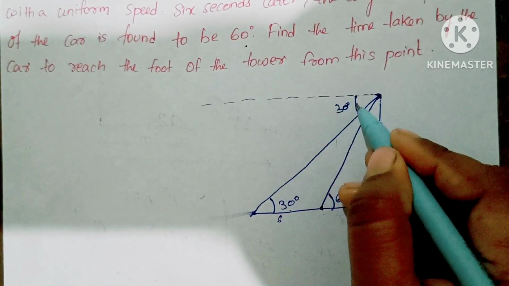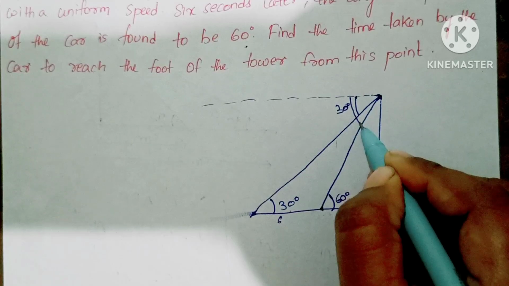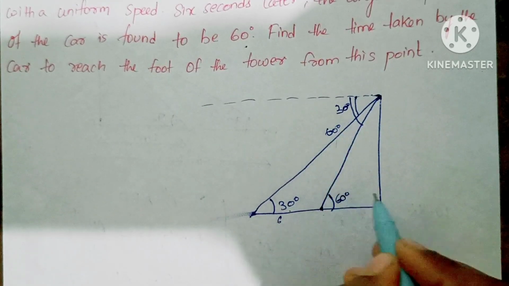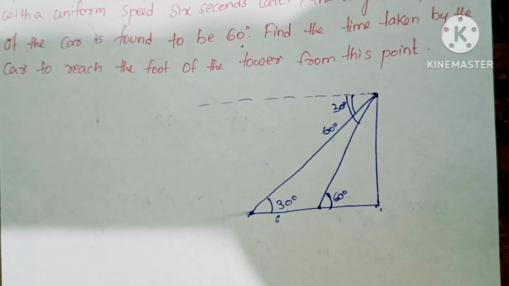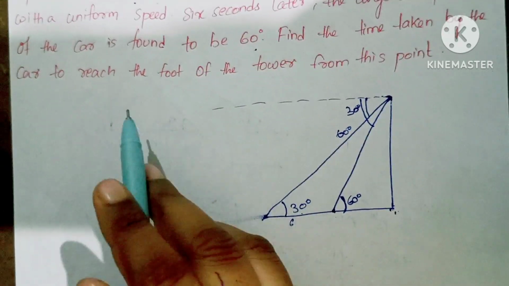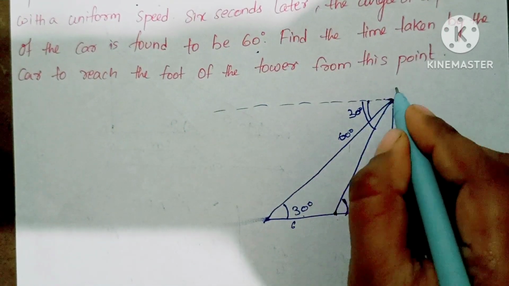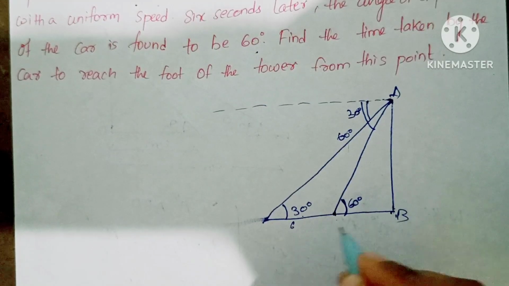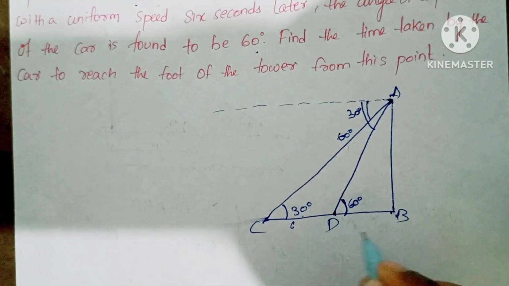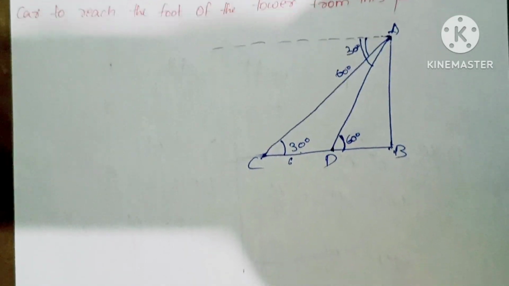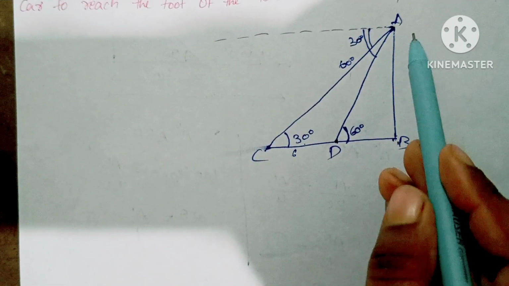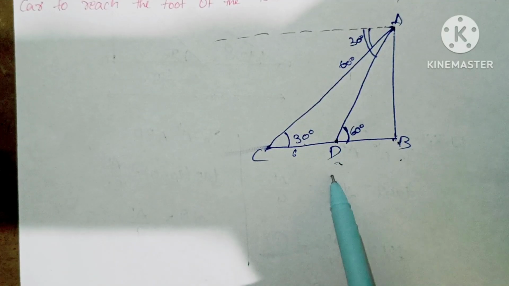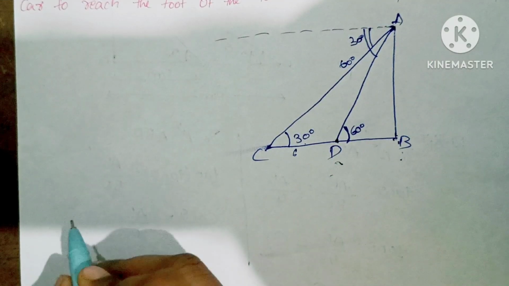So the angle of depression, this one how much total? 60. If this one is 60, alternate angles are equal, so this one is also 60. Now we have to find out this one. So let us give the names A, B, C, D. We have to find out BD. Okay. First let us take triangle ABD.